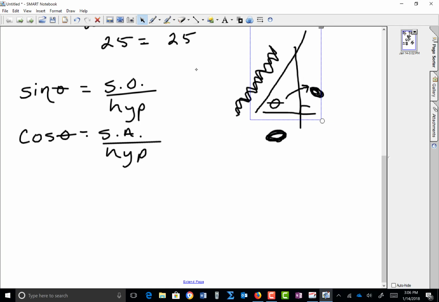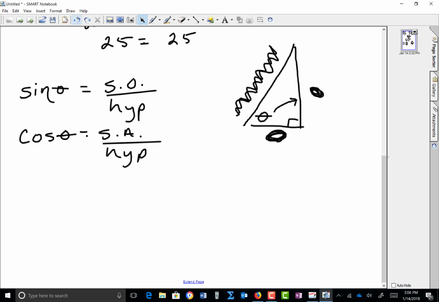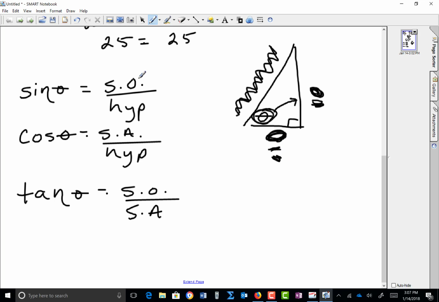Let's go back and put that back where it was. This side is the side that's opposite. So this side has to be the side adjacent. Adjacent means beside. So that's the side that's beside it. Tangent of theta is the side opposite over the side adjacent. So if this is my angle, the side opposite would be this one, and the one beside it would be this one. So it's related to its position.